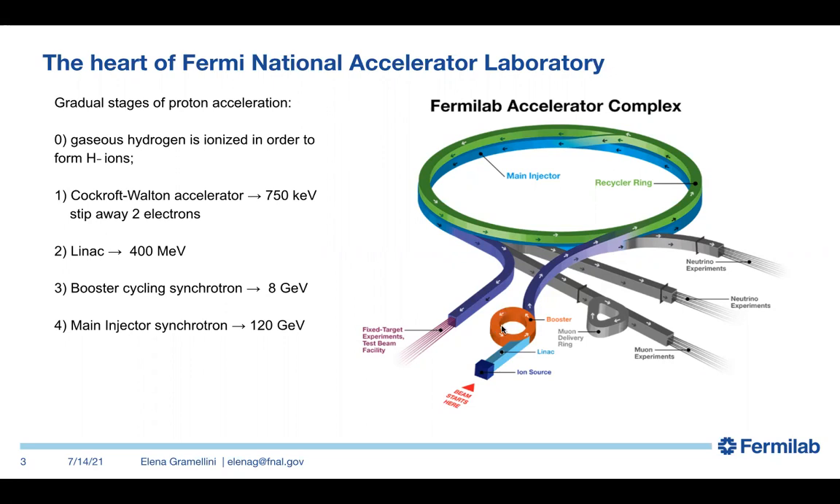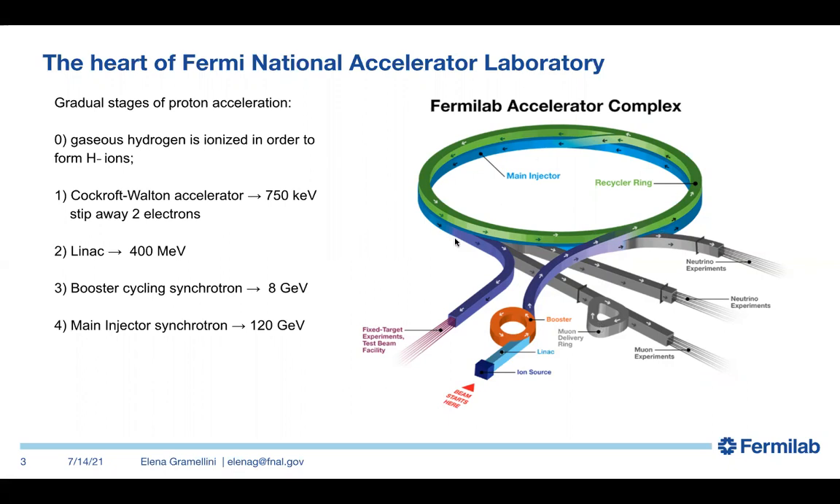that accelerates your protons up to 8 GeV, and then some of them get extracted and go to the booster neutrino beam, the BNB, and collide on the BNB target, which is beryllium, I believe. And some others go to the main injector, which is a bigger ring that allows you to accelerate these protons even more, to 120 GeV.